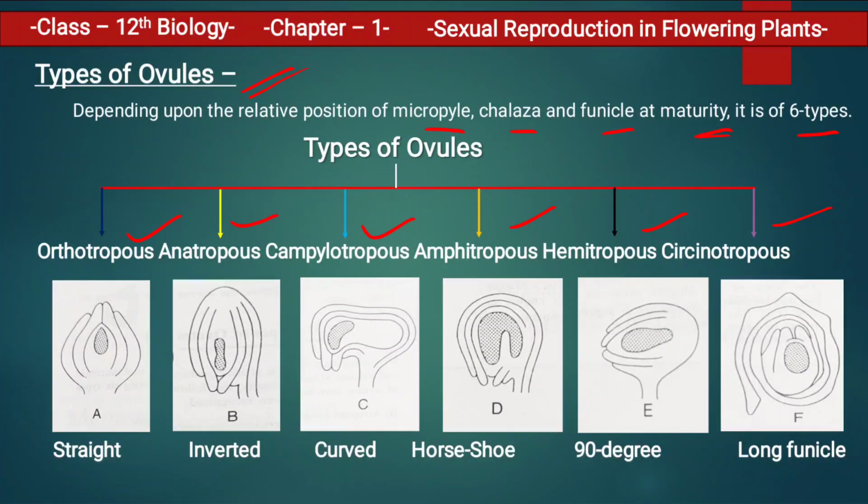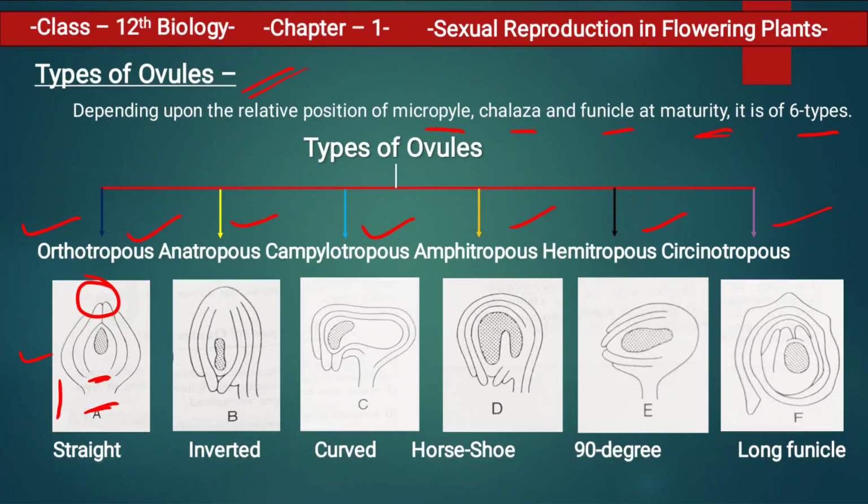Okay, so orthotropous is also known as atropous and straight ovule. Why? Because look at the diagram. Here the micropyle, chalaza and funicle are in a straight line. In the ovule, when micropyle, chalaza and funicle are in a straight line, that is known as what? Orthotropous type. And generally it is the common type of ovule found in many of the flowers.